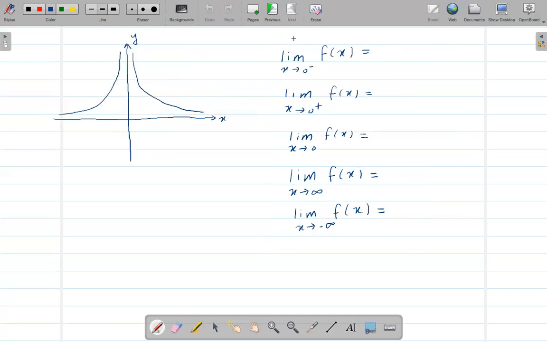Okay, now this one, again, this is f of x, and this is actually 1 over x squared. Now the limit as x goes to 0 from the left. There is a 0 here, so if x goes to 0 from the left, it's going towards positive infinity. It's going upward, right? Positive infinity.